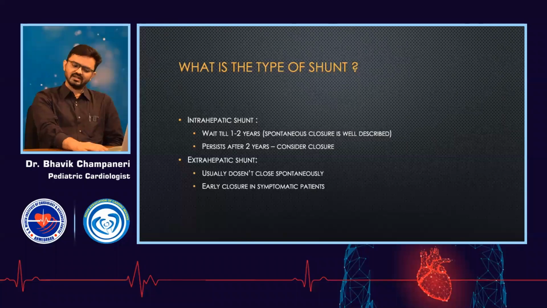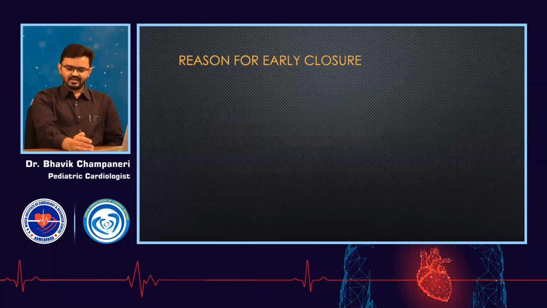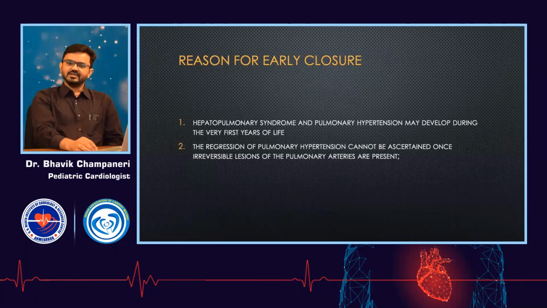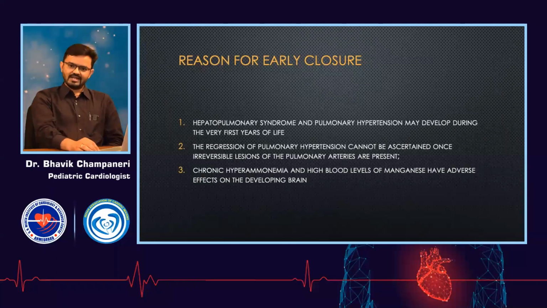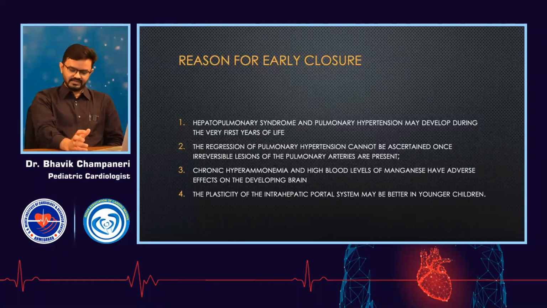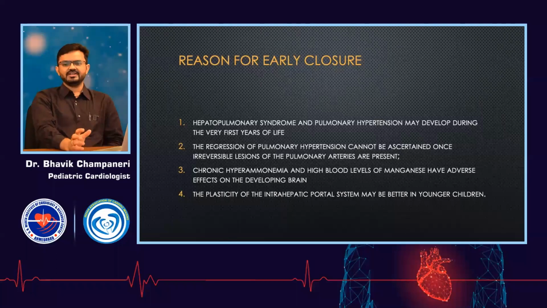And why am I saying early? Because there are reasons for that. First, hepatopulmonary syndrome and pulmonary hypertension may develop very early in their life. Pulmonary hypertension usually doesn't regress despite closing the shunt. Chronic hyperammonemia and increased level of manganese will affect the developing brain of the child. Elasticity and plasticity of intrahepatic portal vein is very good in relatively younger patients, so there is a chance we may get very good result if we close at earliest.